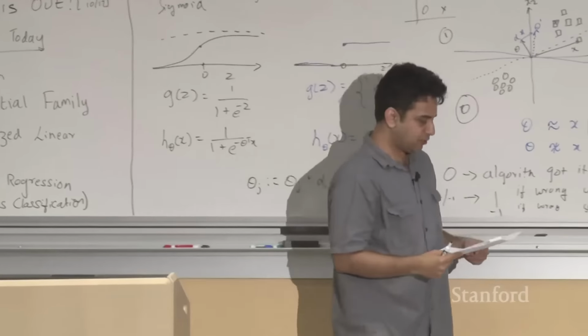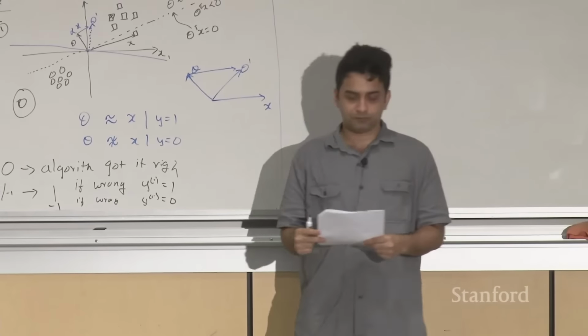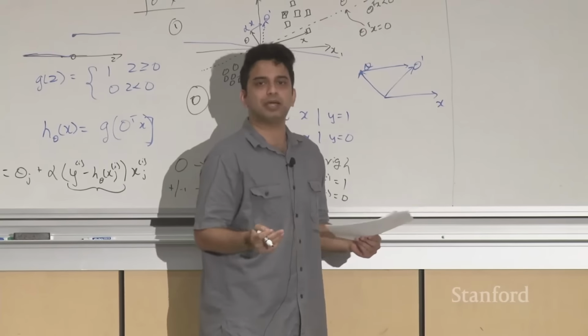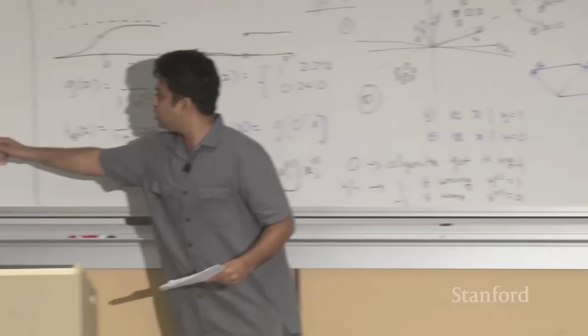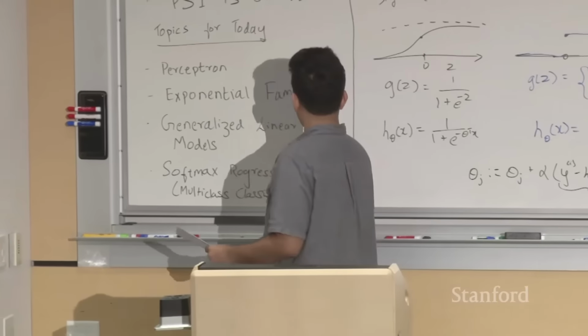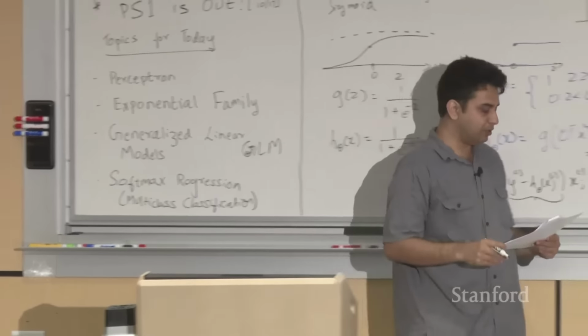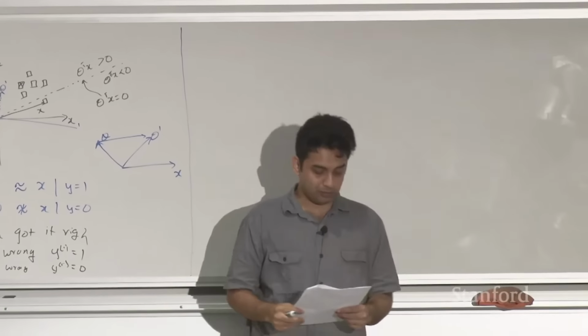Right, let's move on to exponential families. Exponential families is a class of probability distributions which are somewhat nice mathematically, right? They're also very closely related to GLMs, which we will be going over next. But first we'll take a deeper look at exponential families and what they're about.